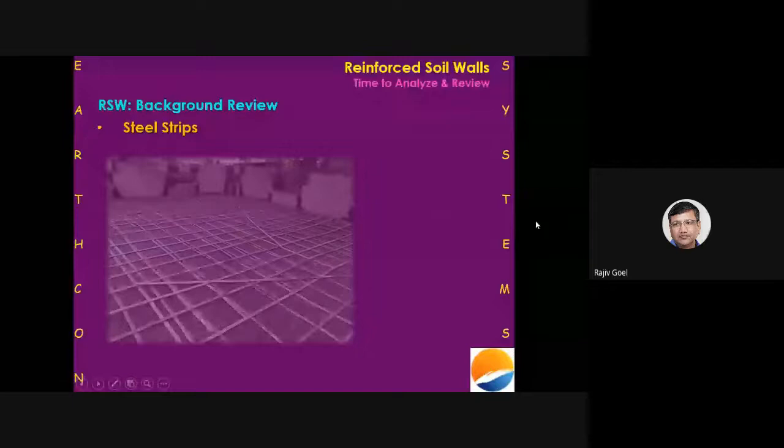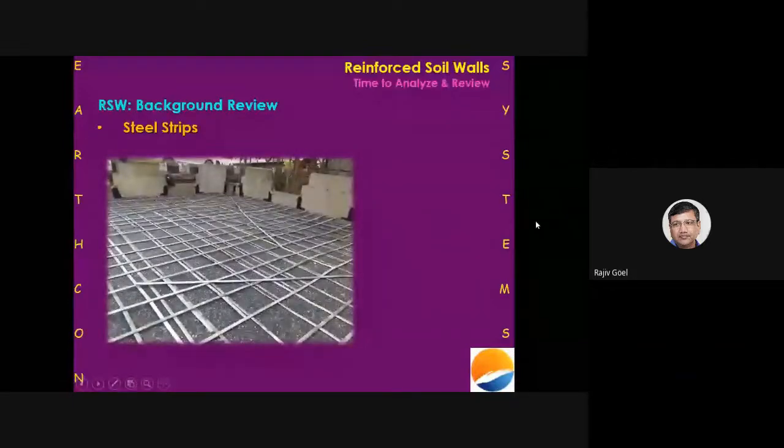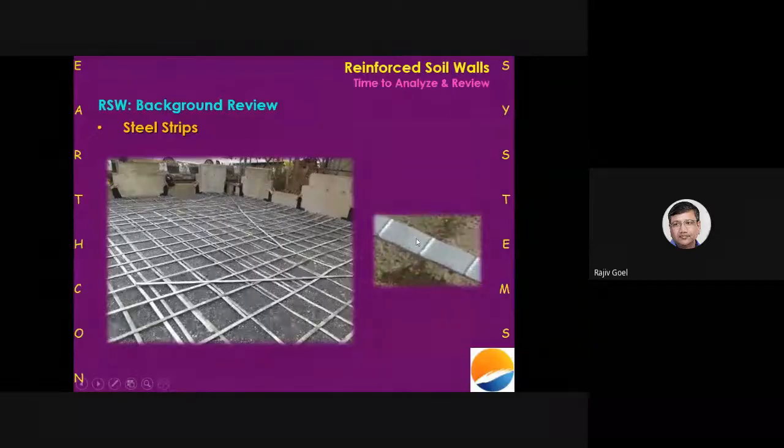This is how the placement of steel strips looks like in a reinforced soil wall. And these strips, mind you, are not plain. These strips have these serrations basically to enhance your friction.